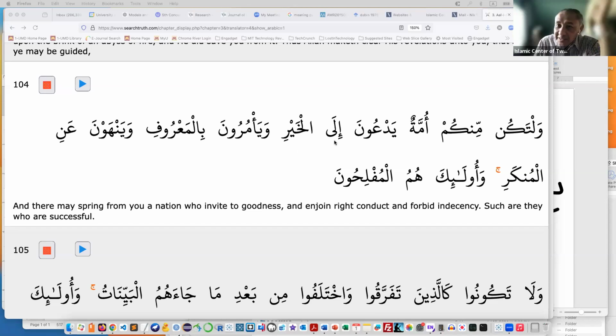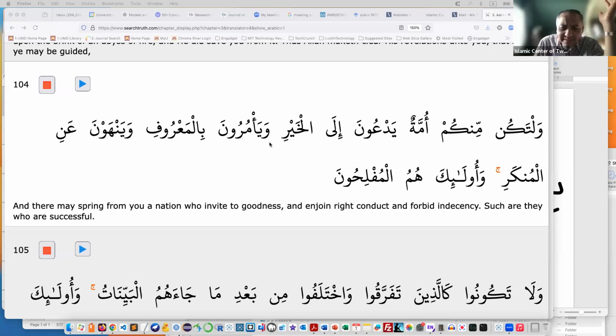Now, this is interesting. Why is it interesting? Because you would expect Allah to say, invite to Islam, right? Or invite to become Muslim, for example. But no, Allah didn't say that. Allah is saying that you should be people who invite to the very best.